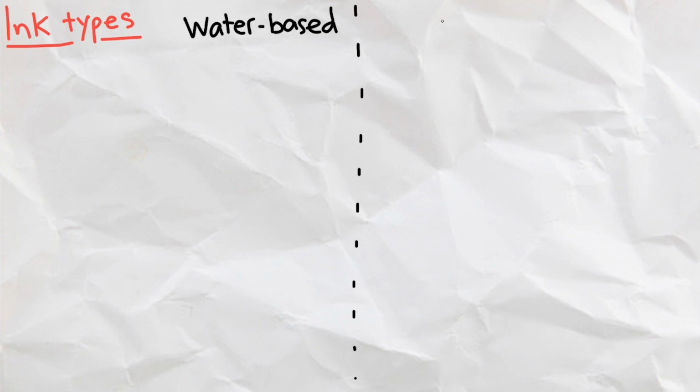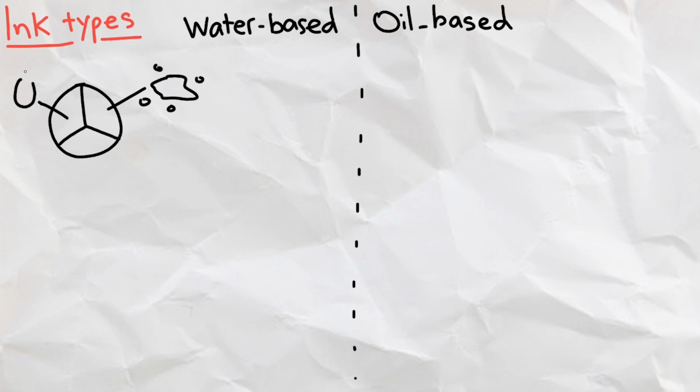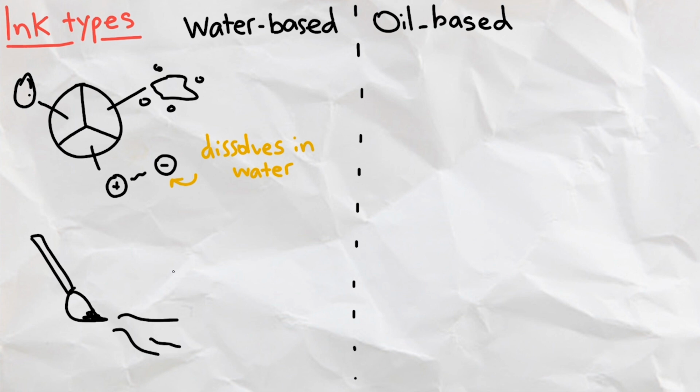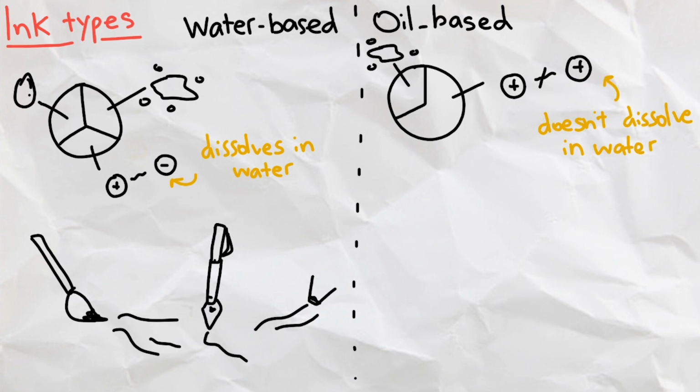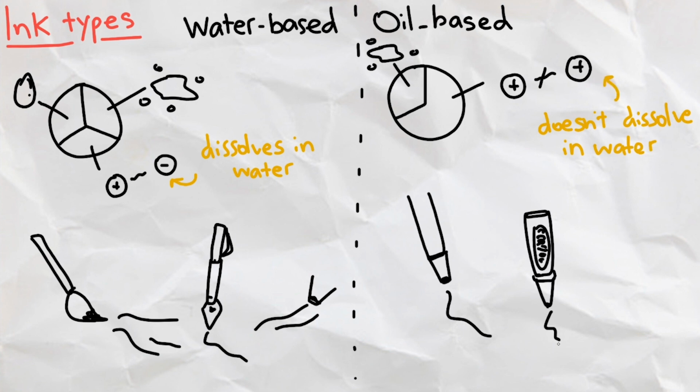Now moving on to the other component of printing, the ink. There are two main types of inks, water-based and oil-based. Water-based ink is 33% pigment, 33% water, and 33% polar solvent that can dissolve in water. Some examples include watercolor, obviously, fountain pens, and gel pens. On the other hand, oil-based ink is 35% pigment and 65% apolar solvent that doesn't dissolve in water. Some examples include the ballpoint pens that everyone uses and pastel.